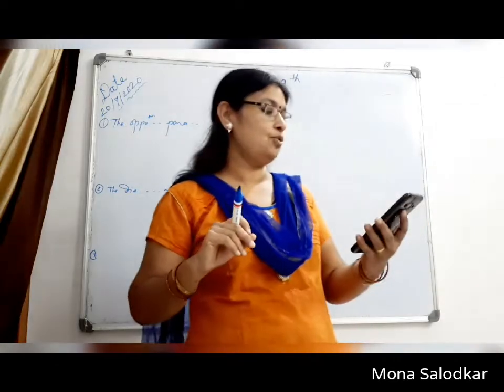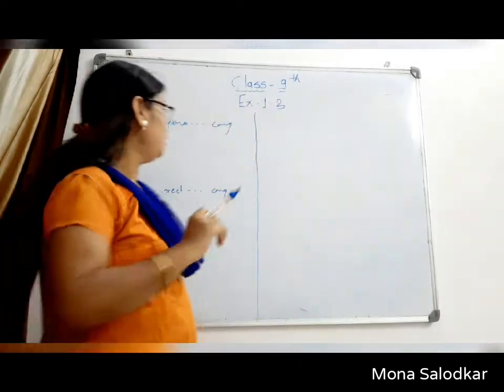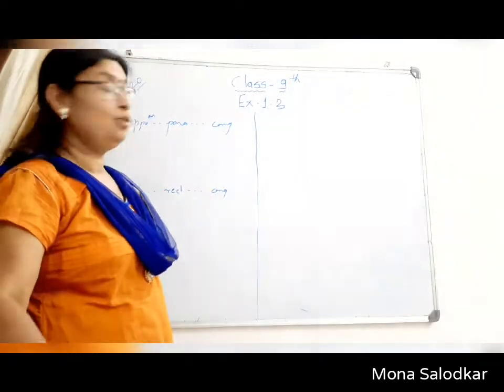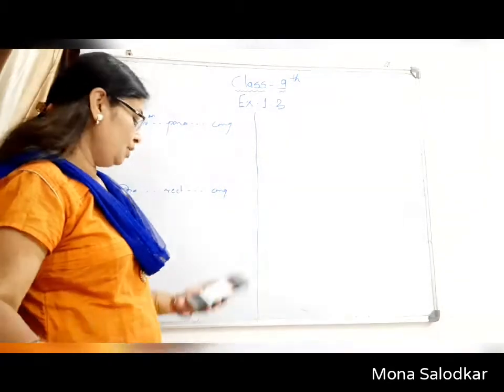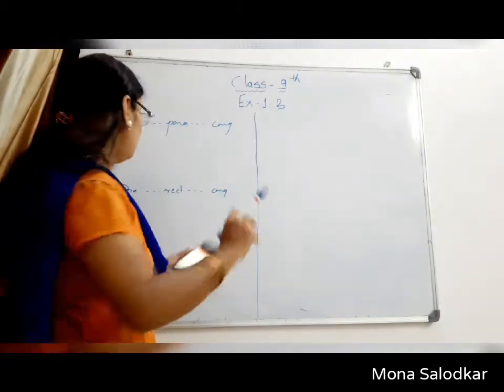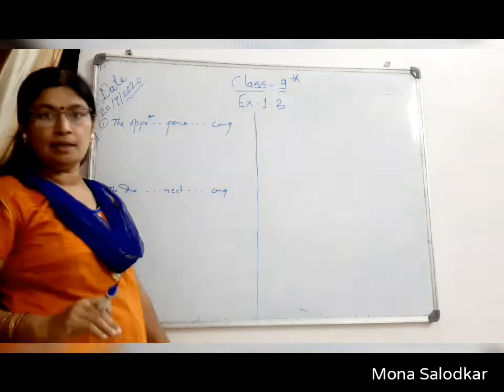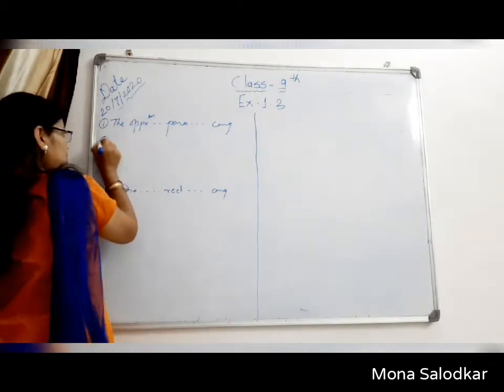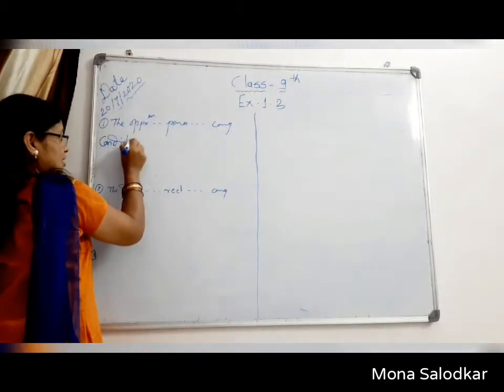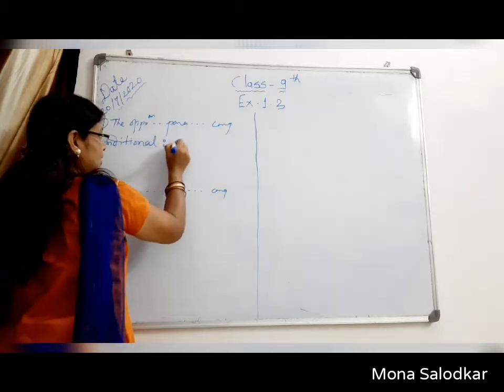What is given first question, students? Write the following statements in if and then form. If and then form means you have to write down in conditional form. Now see here, what is the first statement? The opposite angles of parallelogram are congruent. Now you have to write down which type of statements? Conditional statement. Conditional means if and then form.